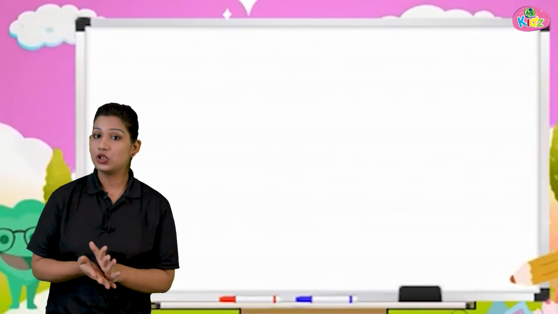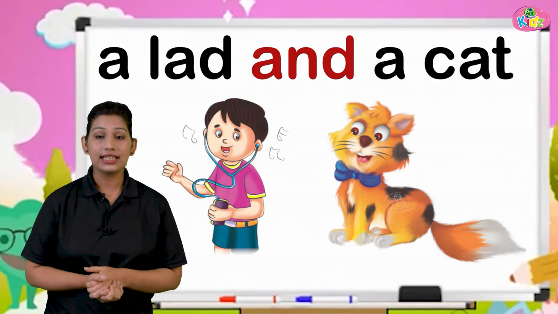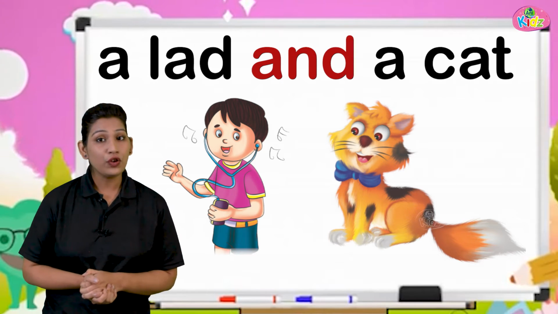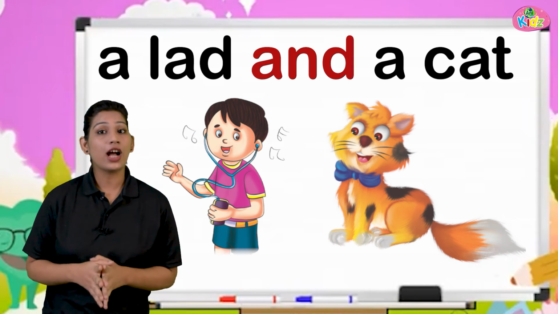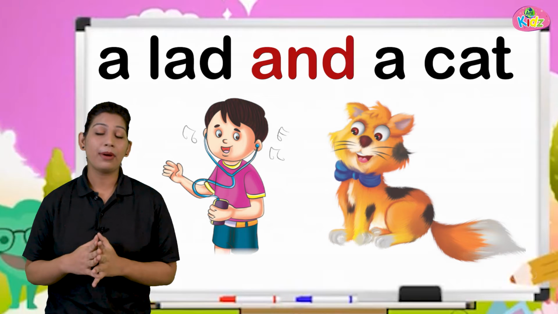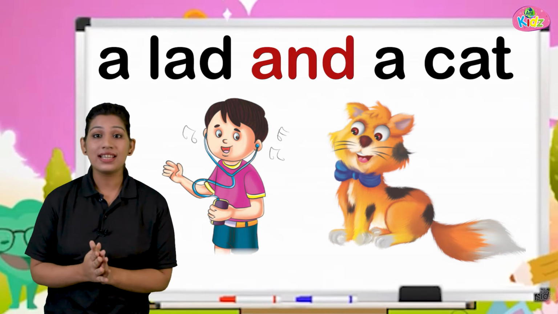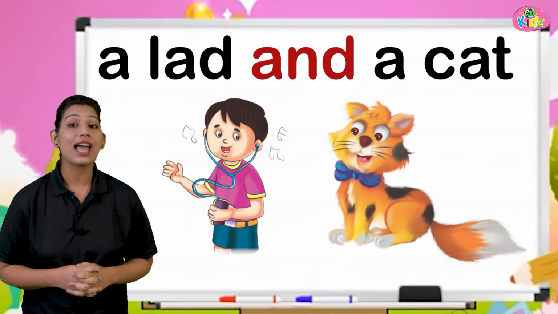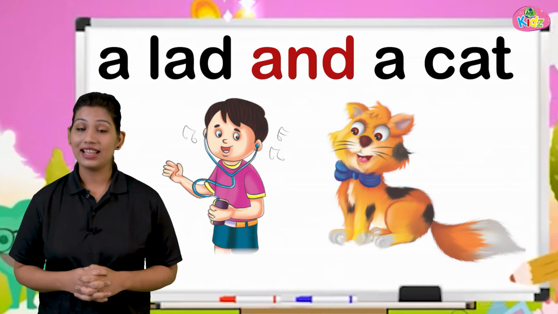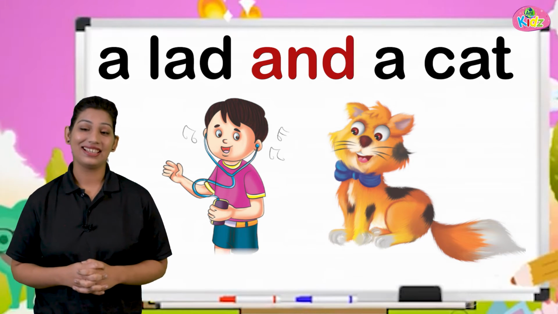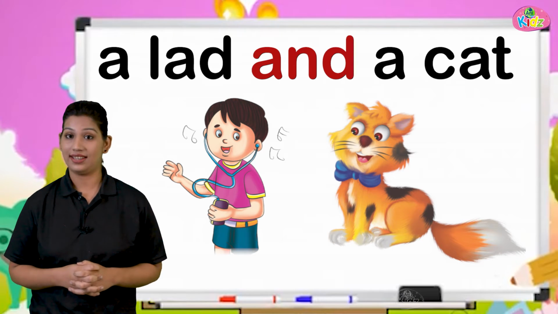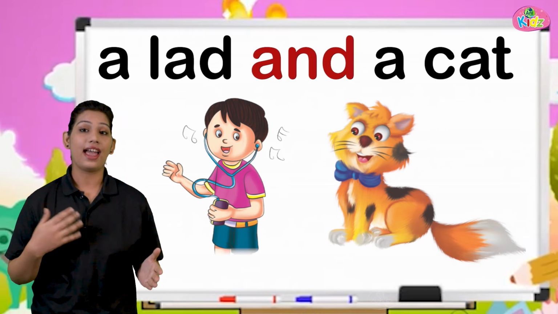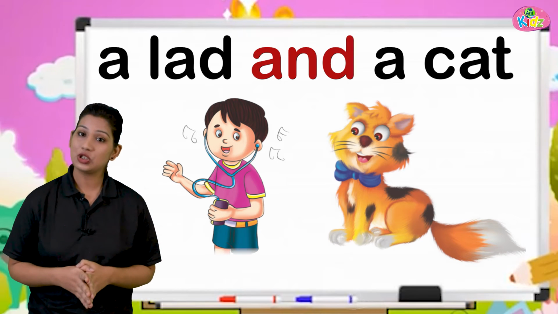Let us see more and understand. Here you can see two pictures. A lad, a cat. If you will say a lad, a cat, then we will not be able to understand that both of them are together. To show that, we will use and. A lad and a cat. This shows that here is a lad and a cat. Both of them are together.